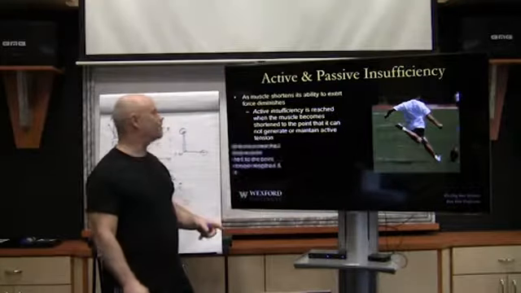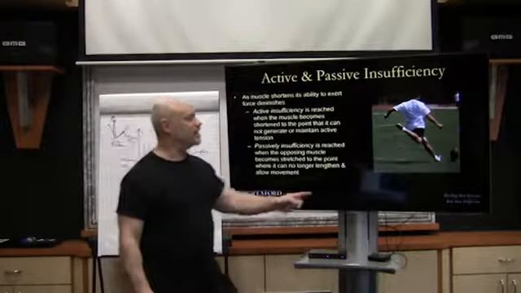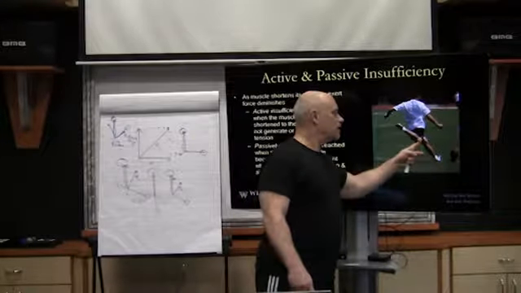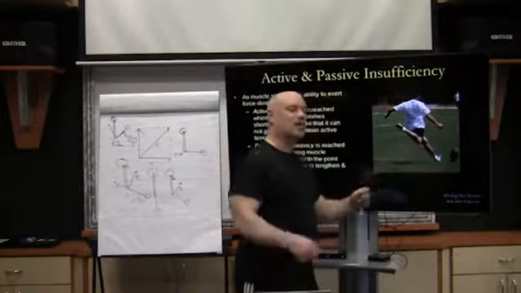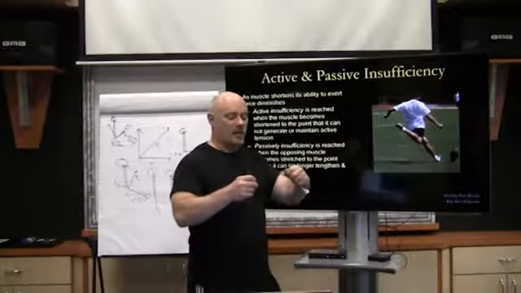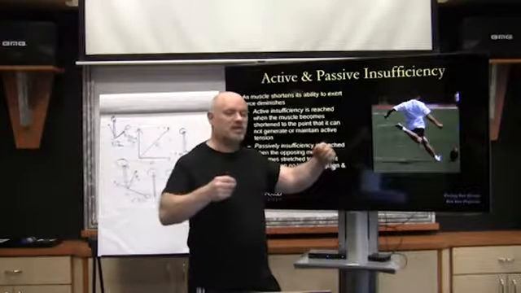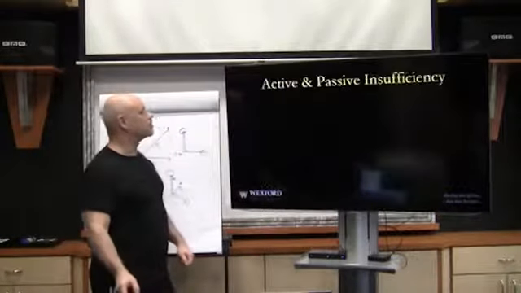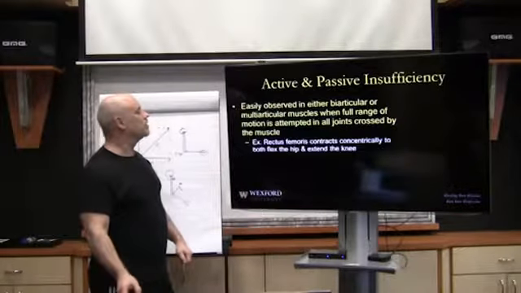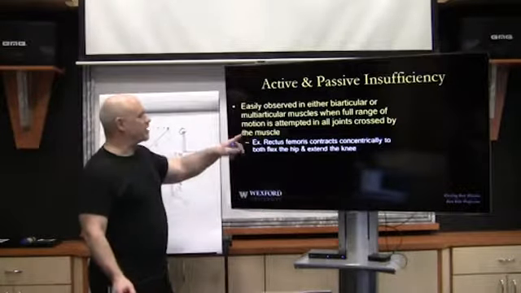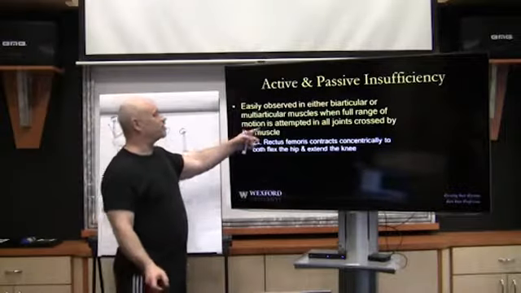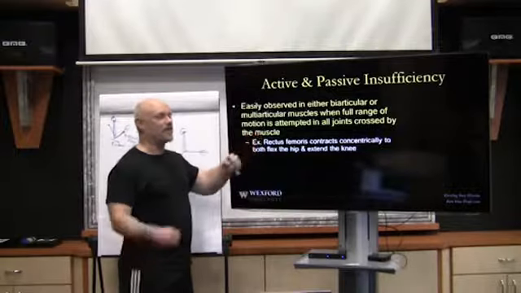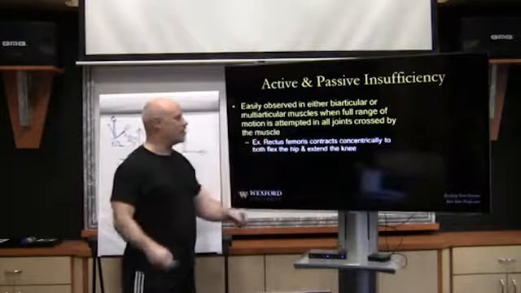But on the other side, passive insufficiency, the rectus femoris is lengthening at both joints that it crosses, but it can't lengthen all the way because if both sides lengthen, that means there's only so much you can lengthen at both joints. So the range of motion is going to change. We earlier observed that with biarticulate or multiarticulate muscles, when full range of motion is attempted at all joints crossed by the muscle, it can't be done. It just can't be done. When it crosses two joints, it can't be lengthened all the way.